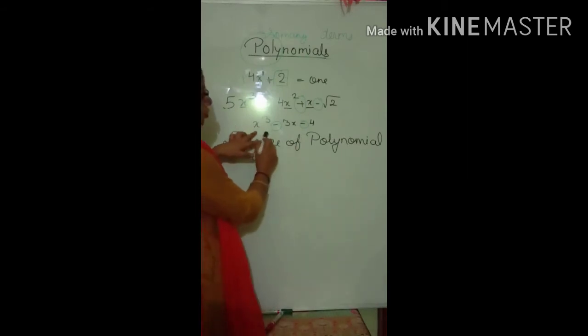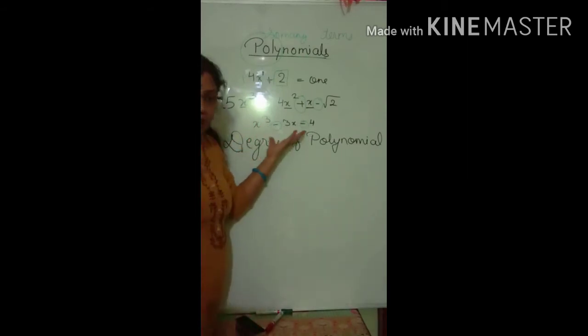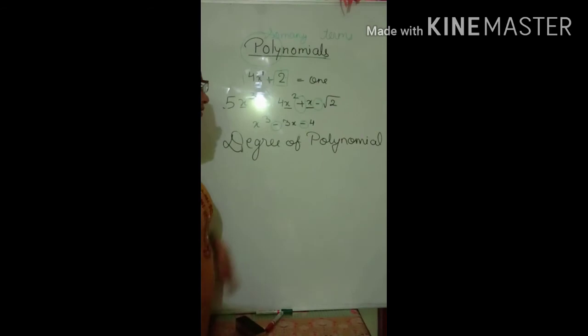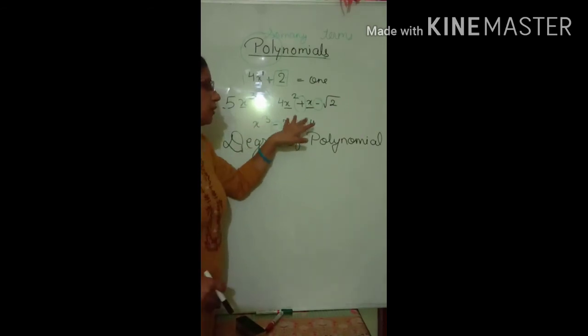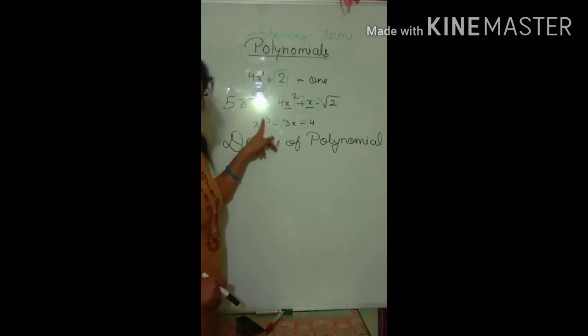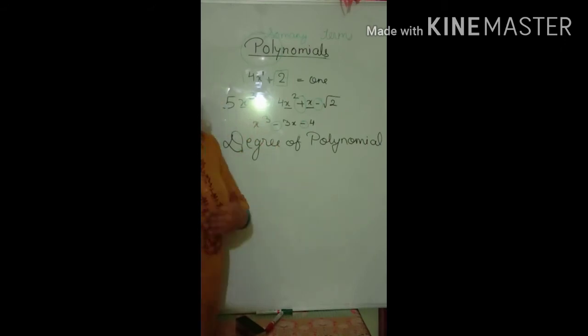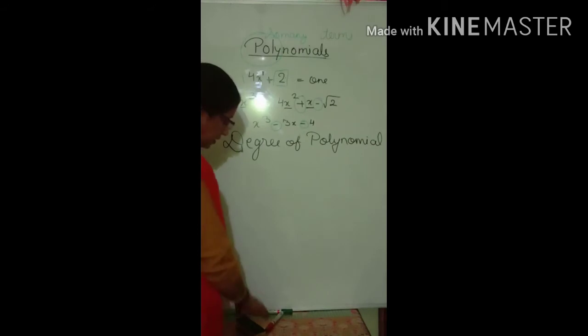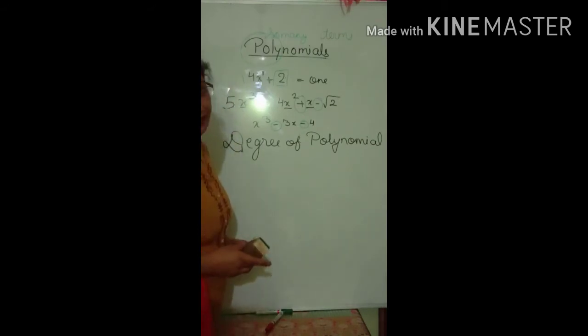In the same way, come to this polynomial. Now you can tell me what the degree of this is. Easily, x to the power 3, x to the power 1, x to the power 0. So the maximum degree is 3. So the degree of this polynomial is 3. Okay, so this was the first topic. Clear? Fine.